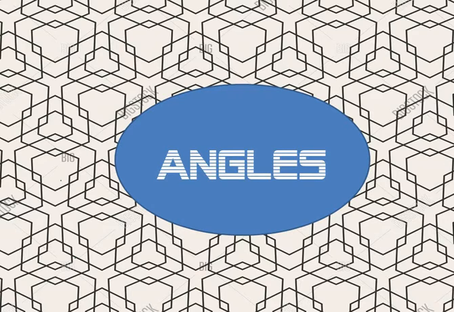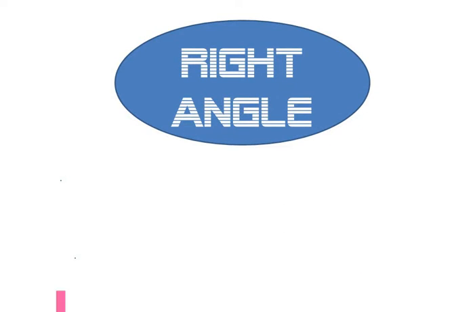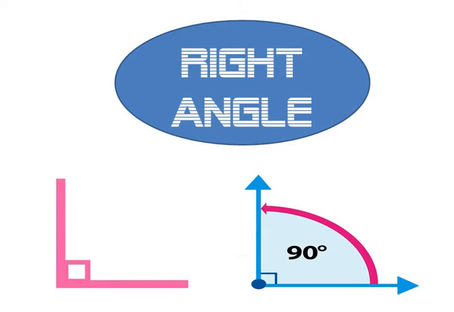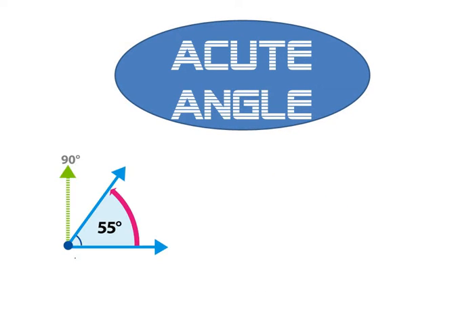First is the right angle. It is an internal angle that measures exactly 90 degrees. The little square box tells you that this angle is a right angle. Second is the acute angle. It is any angle smaller than a right angle, so it measures less than 90 degrees, and it looks like this.